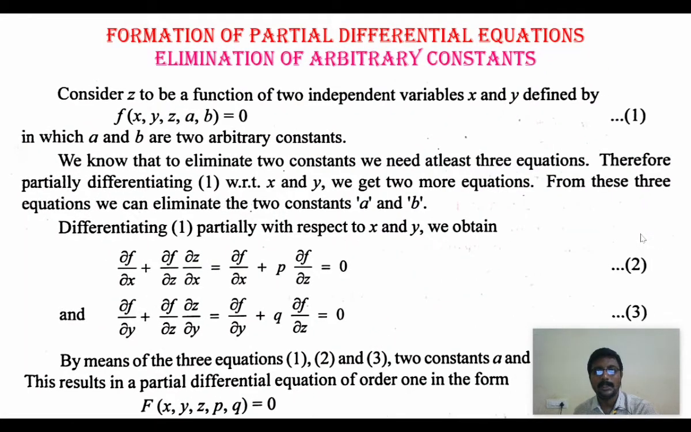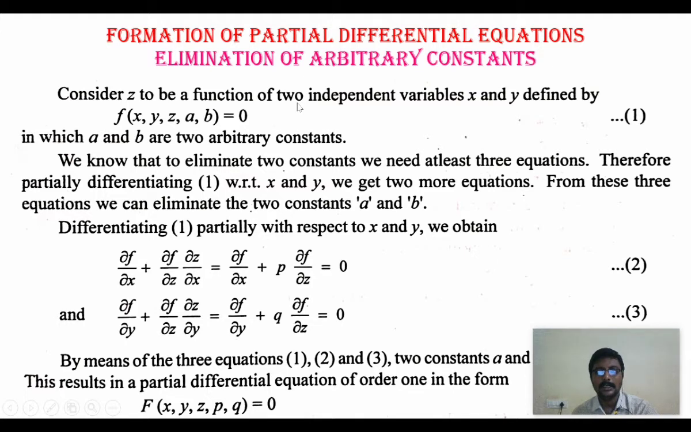Formation of partial differential equation, elimination of arbitrary constants. Now we have to form the partial differential equation by eliminating the arbitrary constants from the given equation. Suppose the given equation is f of x, y, z, a, b equal to 0, where z is a dependent variable and x, y are two independent variables.